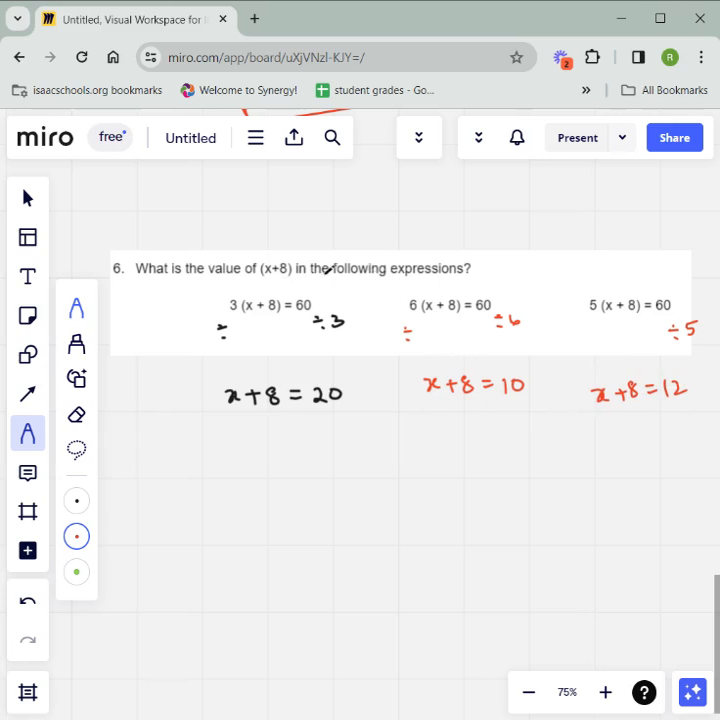What is the value of x plus 8 in the following? Or we can say, what is the greatest value for the x plus 8? Obviously, you can see this is the greatest. And if they ask you for the least, so this is the least value for x plus 8. Okay, so it depends what they ask you on the test. If they ask you for the least, then you choose the least. If they ask you for the greatest, then you choose the greatest.